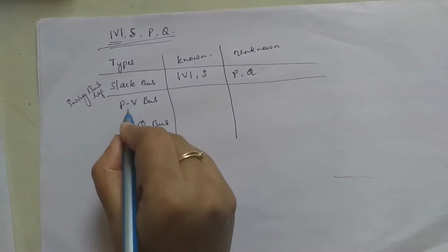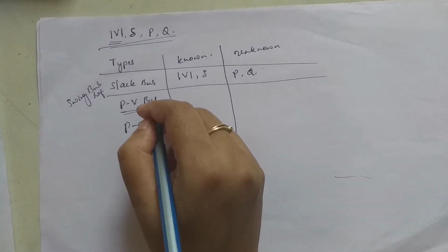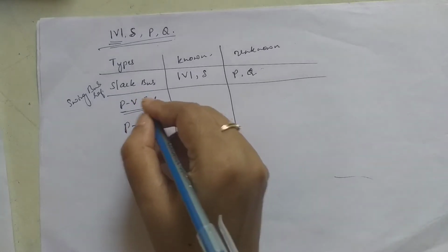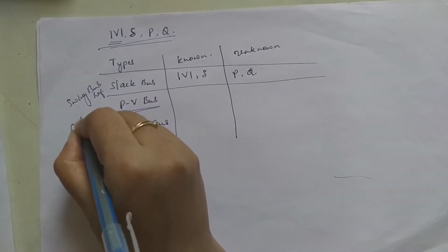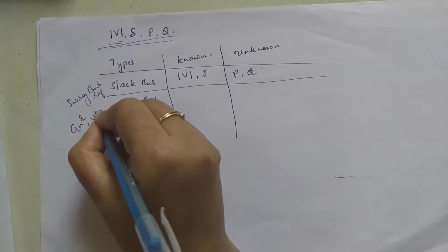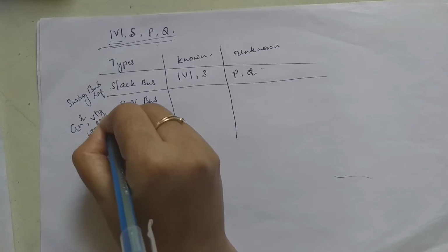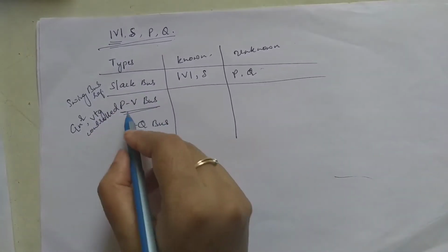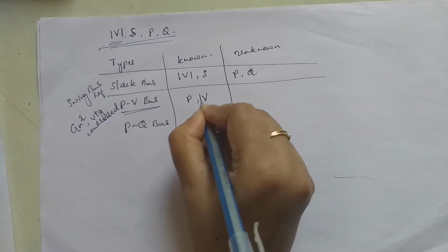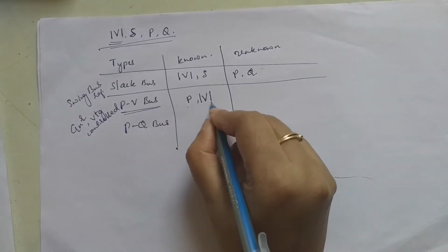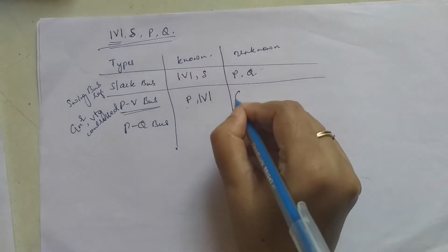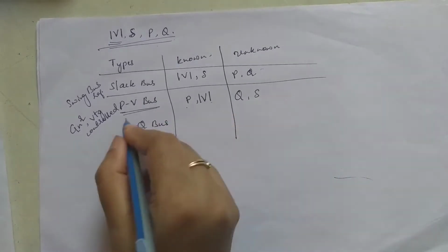PV bus. Next bus is PV bus, which is also called regulated bus, generator bus, or voltage controlled bus. As the name suggests, PV, so P and V are known. If P and V are known, what are the other 2 parameters unknown? Q and delta are unknown.